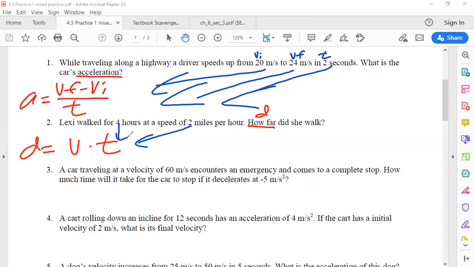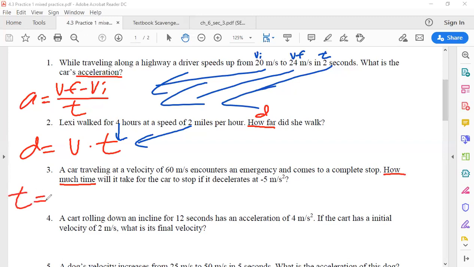Problem number 3 says a car traveling at a velocity of 60 meters per second encounters an emergency and comes to a complete stop. How much time will it take? How much time? This tells us that we're going to use our T equation.